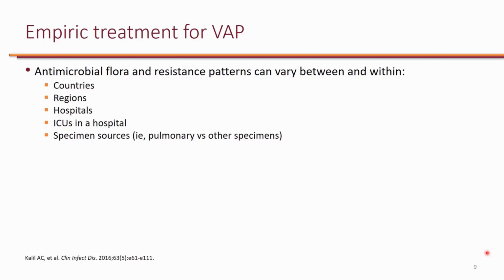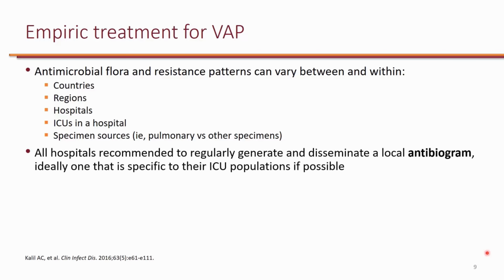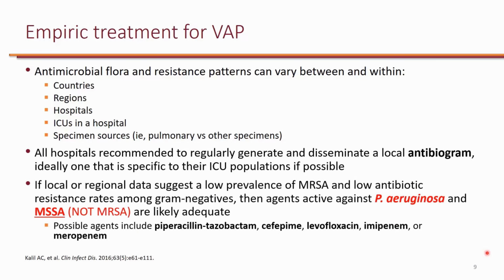And of course, another thing that's important to know is the source of specimen. For example, organisms from the urine versus organisms from a pulmonary specimen can have different resistance patterns. And that's why it's recommended that all hospitals regularly generate and disseminate a local antibiogram, ideally one that's specific to their ICU populations if possible. And it's recommended that hospitals do this at least once a year.